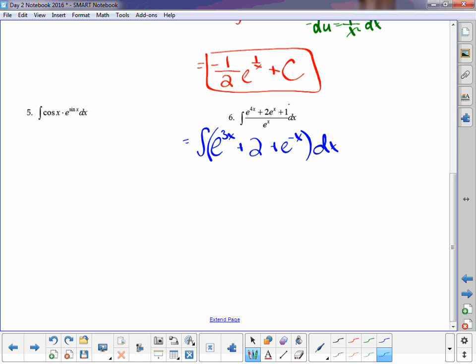Our rules of integration, we don't often break it up like this. We just automatically do it. But our rules of integration say this is the integral of e to the 3x dx plus the integral of 2 dx plus the integral of e to the negative x. Right? That's technically what we do anytime we have a polynomial. We just don't write it out like that. But now are these much more manageable and easier to work with?